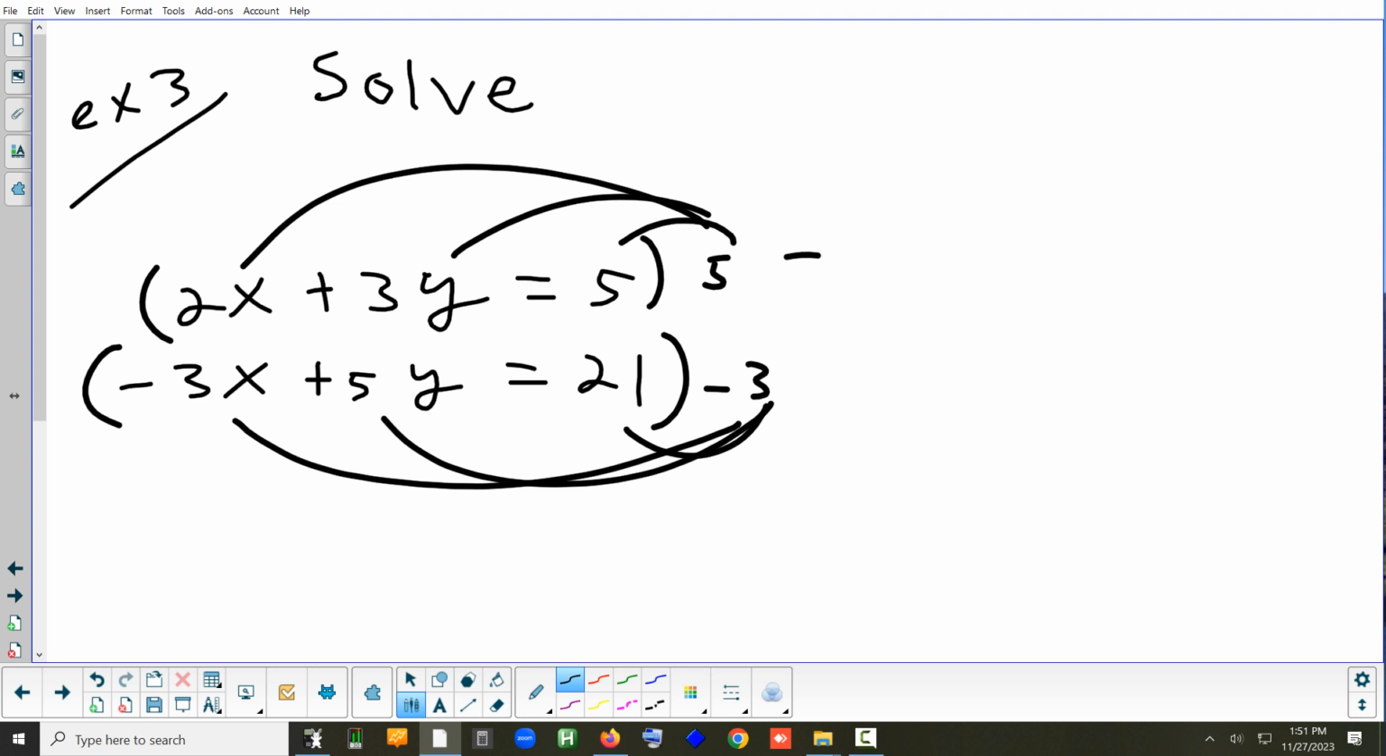All right, let's do it out. Can someone tell me what do you get when you multiply the top by 5? Whole new equation. 10x plus 15y equals 25. Yep, looks good. And what about when you multiply the bottom by negative 3?